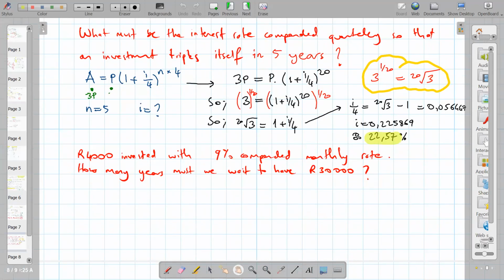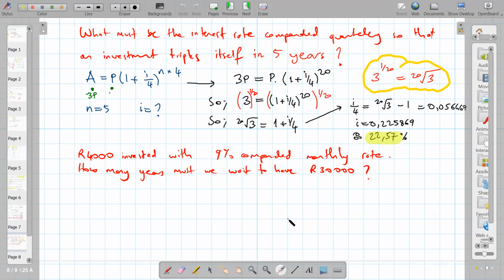So if it's compounded daily, we don't times it by anything? No, you times by 365. But if it is just compound interest, then you leave I. You don't times by anything.